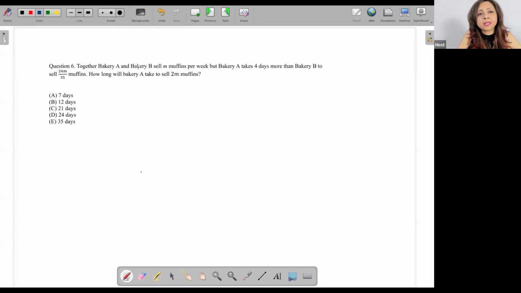Together, bakery A and bakery B sell M muffins per week. But bakery A takes 4 days more than bakery B to sell some weird number of muffins that we've been given. How long will bakery A take to sell 2M muffins? And then we have all our answers in days.